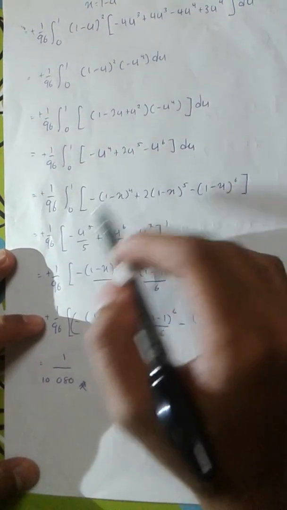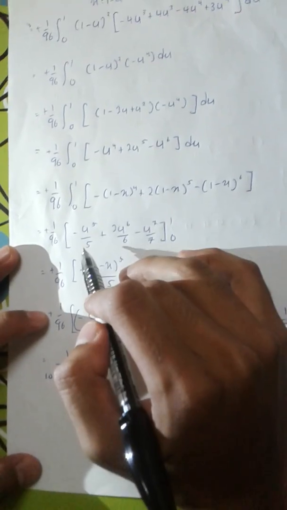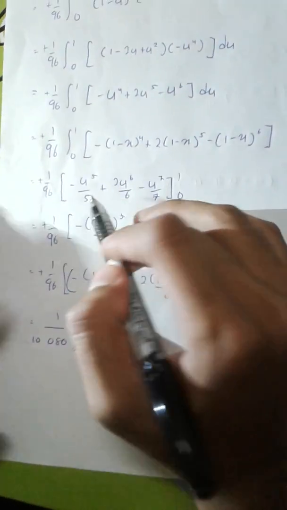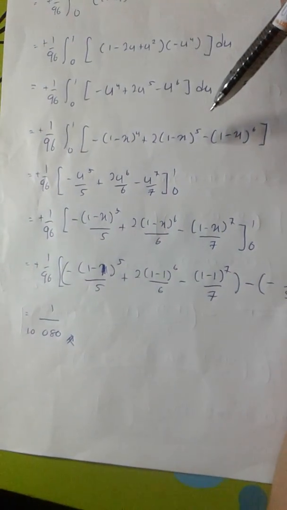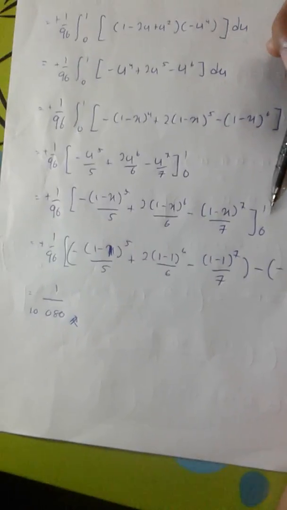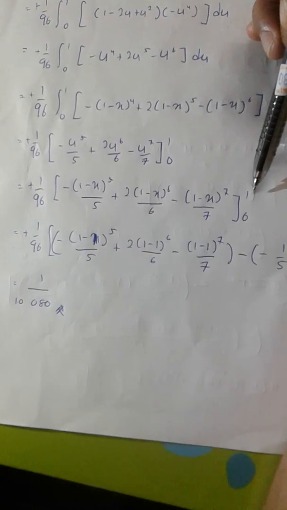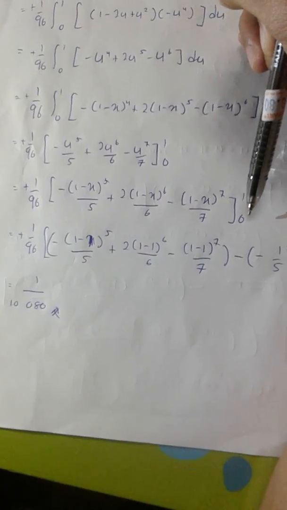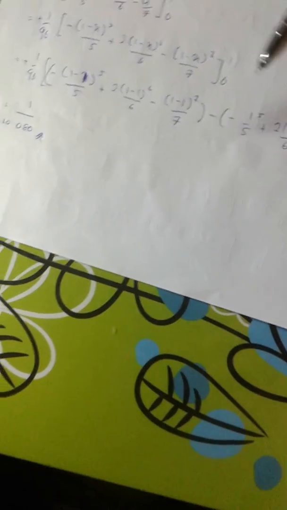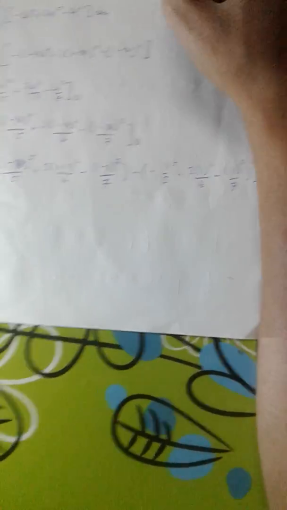Then after that, we can expand it and integrate in terms of x. Then we substitute the limits, the upper limit as 1 and the lower limit as 0. Then lastly, we get the value as 1 over 10,080.